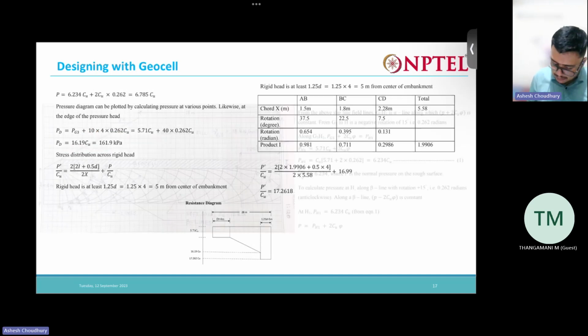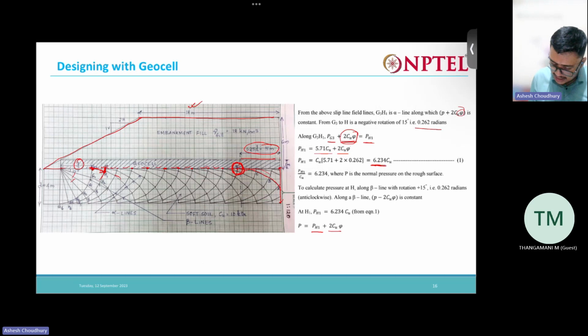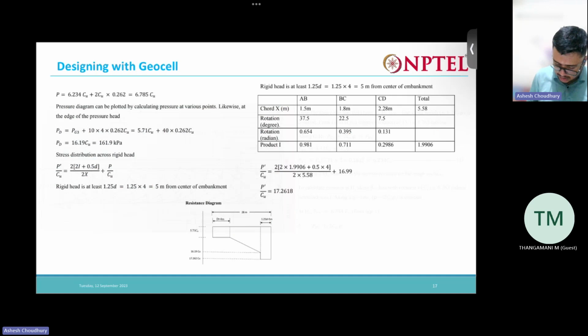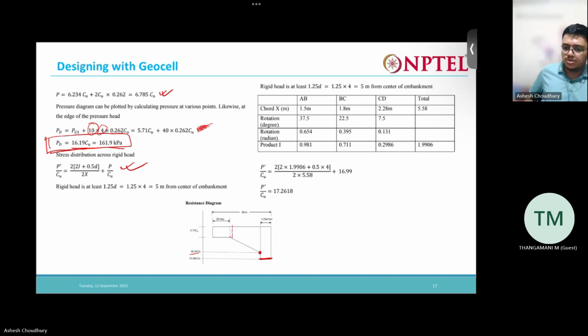Now at D point we got this, now we can get the average in this rigid portion. In the rigid head we can go. So at this point we have got 16.19. Now to get this average stress, we have to use this expression given by Z. Now the rigid head is at least this, 1.25D. So this one is the rigid head.